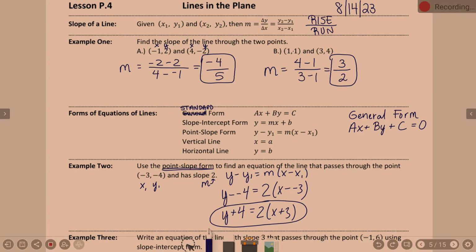Okay, got it? Would I be wrong if I left it y plus 4 equals 2x plus 6? Technically, yes, because if they want point slope form, it's m times (x minus x1). I mean, it's really close, I get it, but if they say point slope form, you're not distributing that, as tempting as it is.